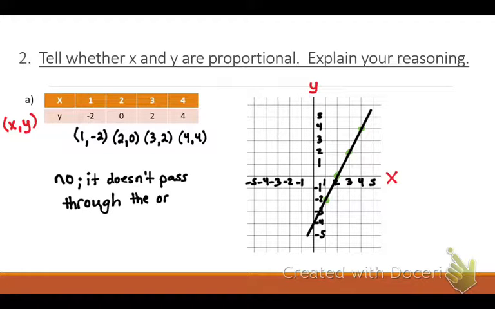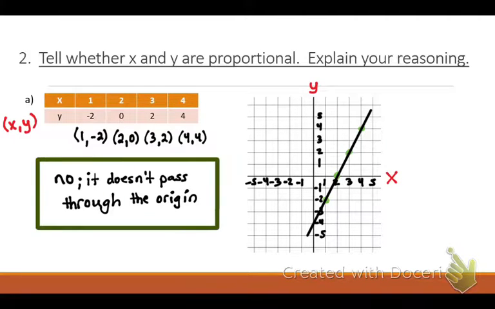Guys, what was the origin? 0, 0. As you can see, this right here is 0, 0. No matter what I did, even if this continued going down, it's not going to hit 0, 0. If this continued going up, it will never hit 0, 0. So that's why this graph is not proportional.